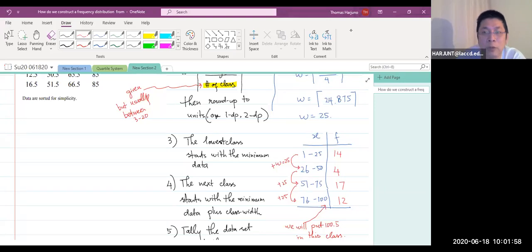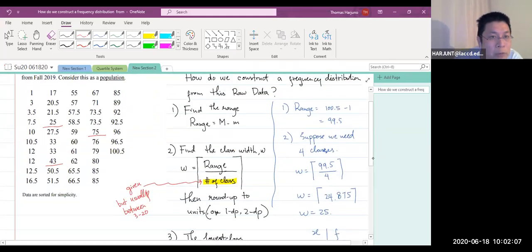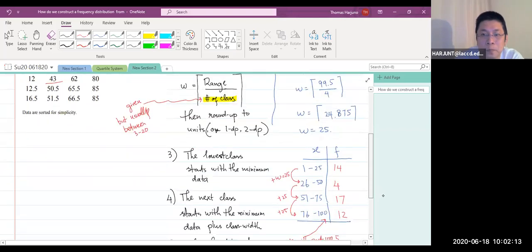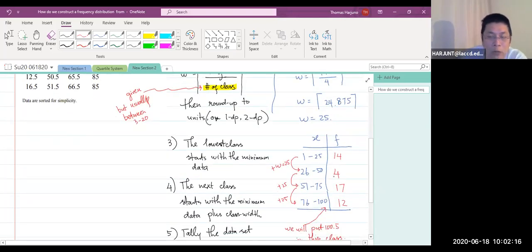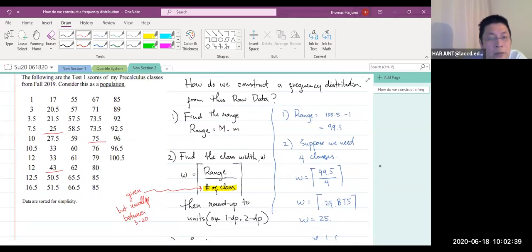50.5, we will count it as 51. So now make sure that after you're done with the tally, you add the frequency, and the frequency is supposed to match the size of that population or sample. When I add these, what do I get? That's 47, right? So that's the same as the population size we had earlier, 47.